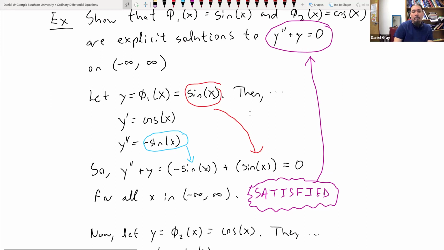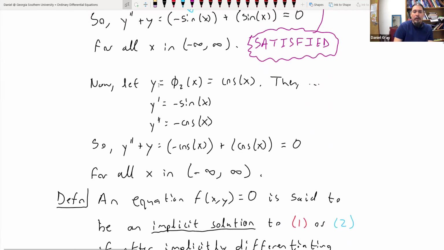Okay. Now let's try phi2, right? Phi2 is cosine of x, so y is going to be cosine of x. Y prime is negative sine, y double prime is negative cosine. We plug it into the differential equation, so we get negative cosine plus cosine, again, cancels off, gives us 0 for all x in negative infinity to infinity. So then phi2 also satisfies the differential equation, therefore phi2 is also an explicit solution.